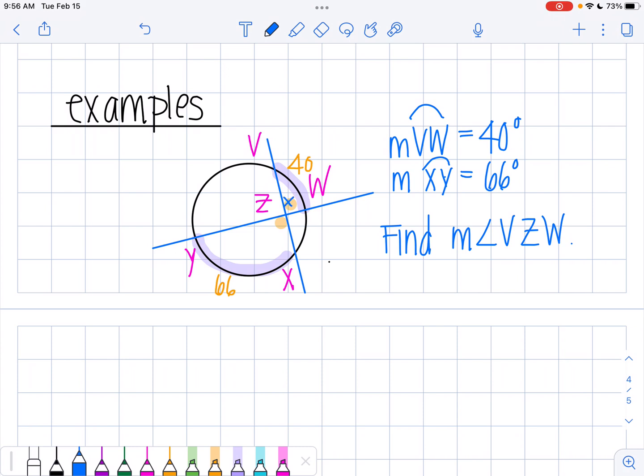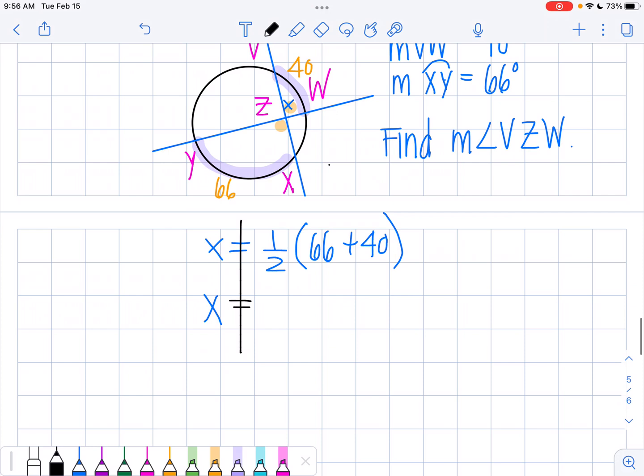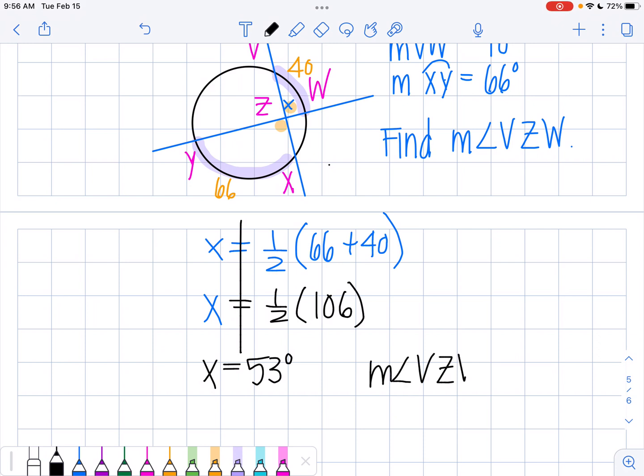Okay, so I'm going to say that my angle, which is x, is equal to 1/2 times the sum of my vertical arcs, which is 66 plus 40. So 66 plus 40 is 106. I'm going to put my line down the middle. And half of 106 is equal to 53. So x is equal to 53 degrees, or the measure of angle VCW is equal to 53 degrees.